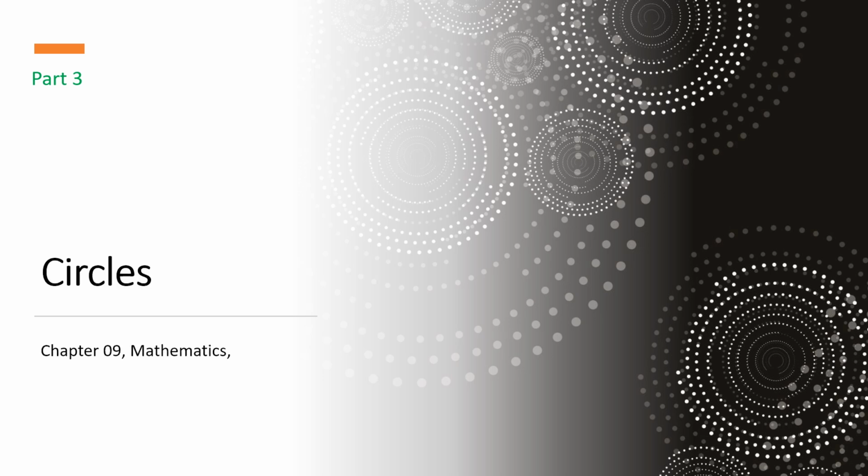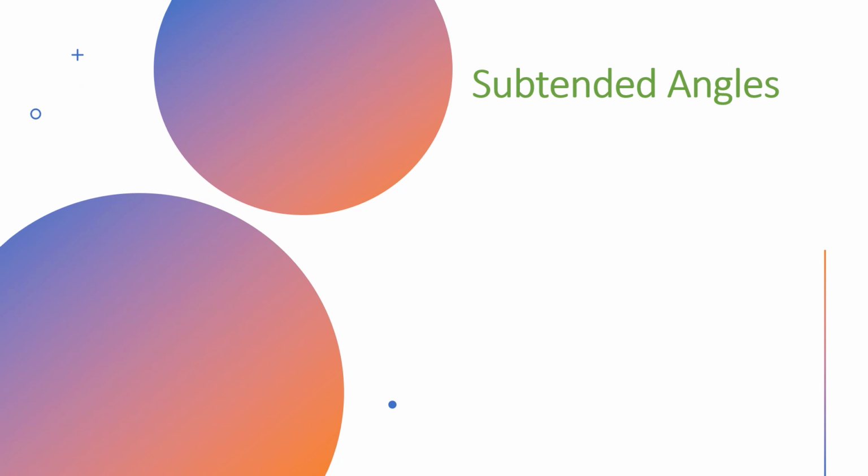Let's start with part 3 of the chapter Circles, ninth standard. It covers both the CBSE ninth chapter and the state syllabus 12th chapter. Let's start this session with a revision of one of the concepts which I explained in my last class. The one is subtended angle.